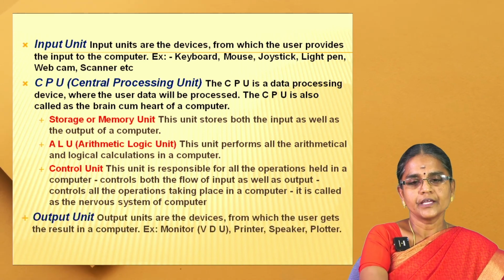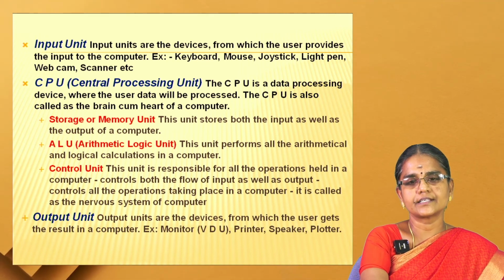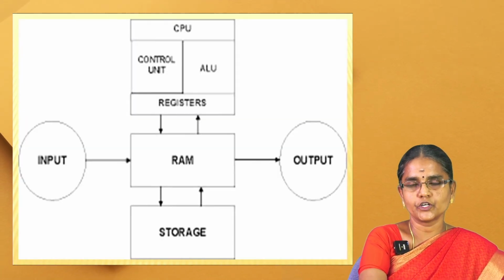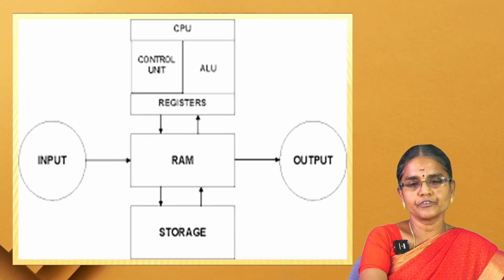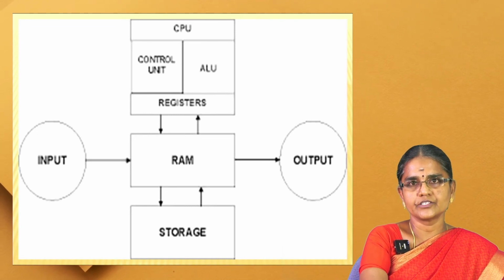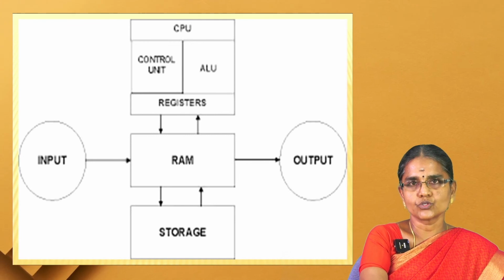Output unit, it is a device from which the user gets the result. Examples: monitor, printer, speaker, plotter and all. It is a flow chart of parts of a computer. Input, from the input to CPU, it has three components, control unit, ALU and register, then RAM, that is random access memory, and storage, and then the output unit.